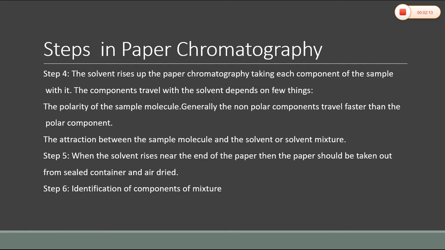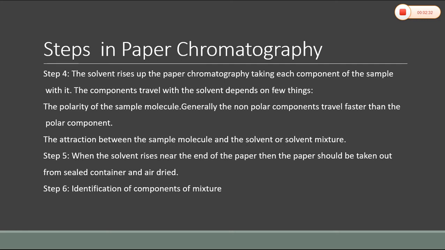The components travel with the solvent depending upon a few things: the polarity of the sample molecule and the attraction between the sample molecule and the solvent or solvent mixture. Step 5. When the solvent rises near the end of the paper, the paper should be taken out from the sealed container and air dried.